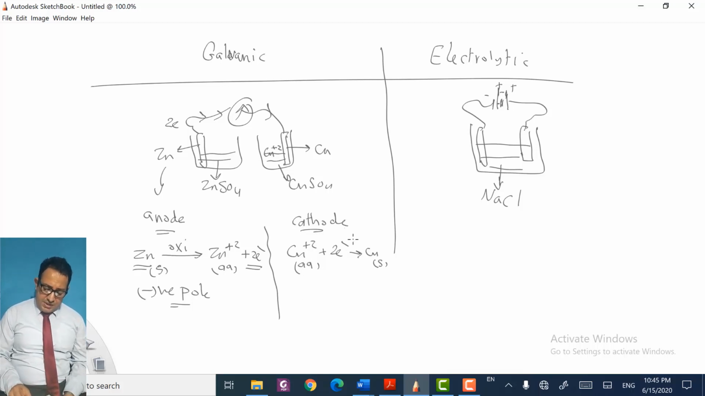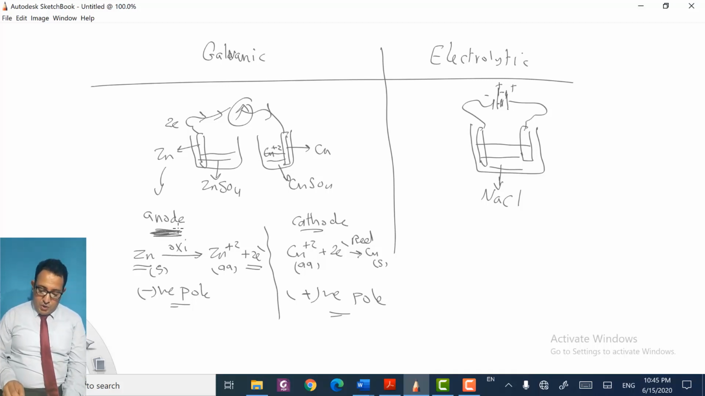So copper works at the cathode, at which the reduction process takes place. So it will be the positive pole. So the positive pole in the galvanic cell is the cathode and the negative pole is the anode. The oxidation takes place at the anode and the reduction takes place at the cathode.